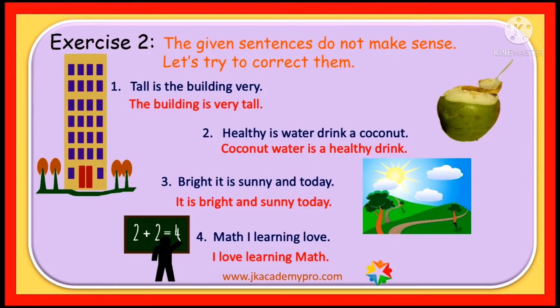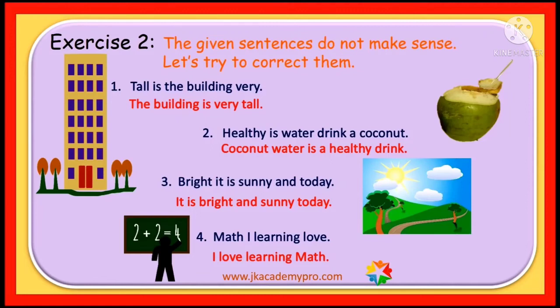Now look at the third one: "bright it is sunny and today." And the correct answer is "It is bright and sunny today." The upper sentence does not make any sense, but the sentence written in red is correct, makes complete sense and follows all the rules of making a sentence.